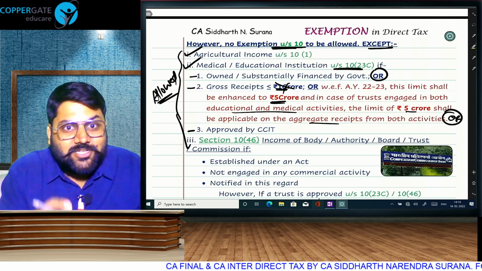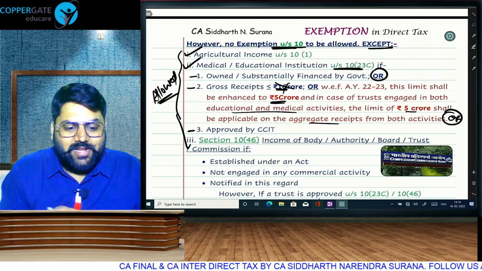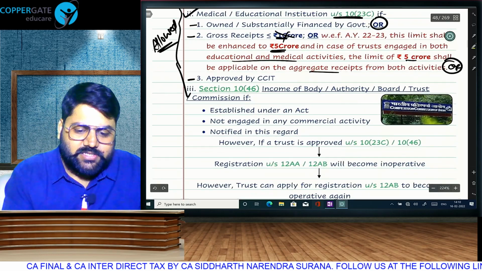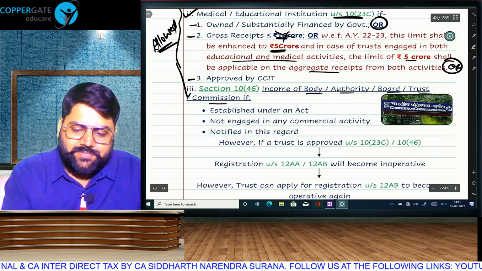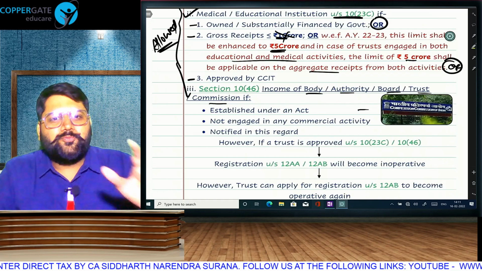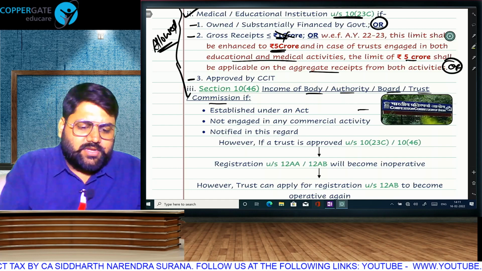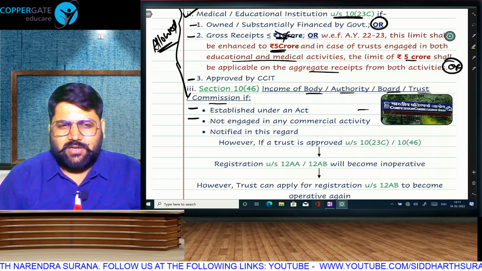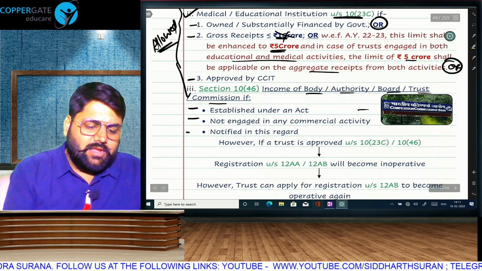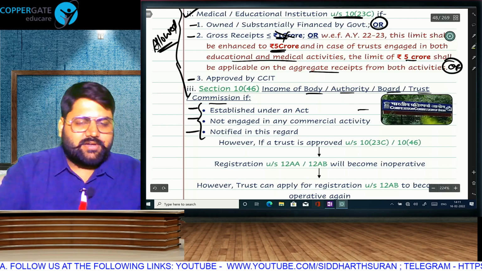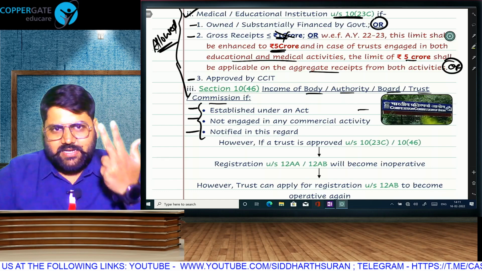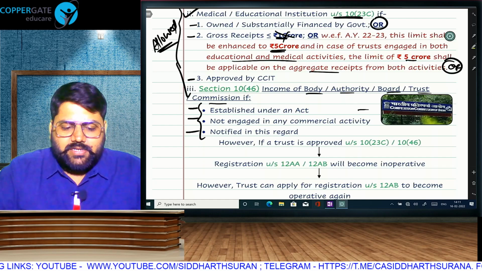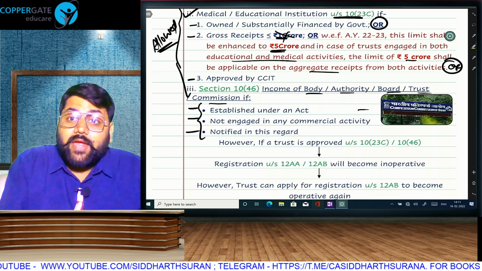Normally a registered trust is not allowed to take section 10 exemption, but this is an exception. So agriculture will be allowed, 10(23C) will be allowed, and 10(46). Any body, authority, board, trust, commission, for example Competition Commission of India, it can be UPSC, Union Public Service Commission, any of these organizations which are established under an act, not doing any commercial activity, most of them government owned, and notified in this regard. When you fulfill these 3 conditions, established under an act, not doing commercial activity and notified, then you are eligible for 10(46).